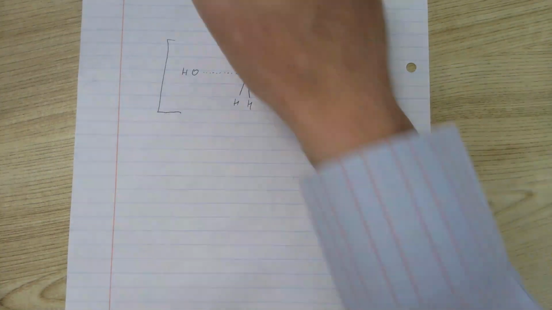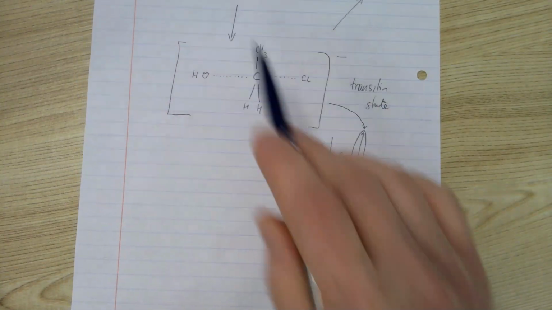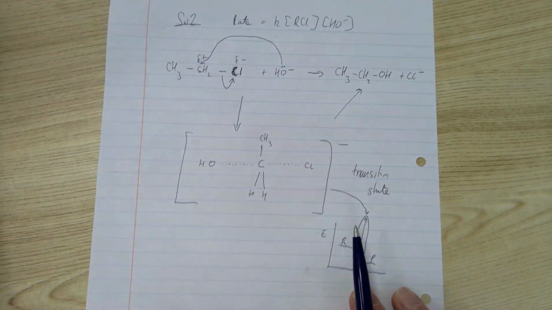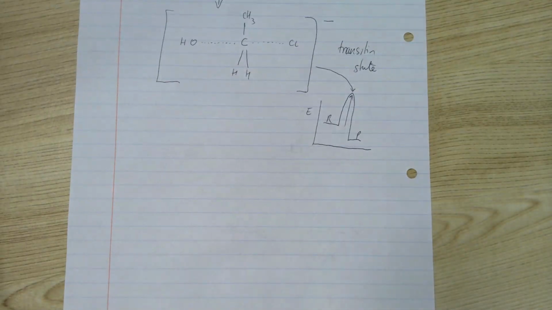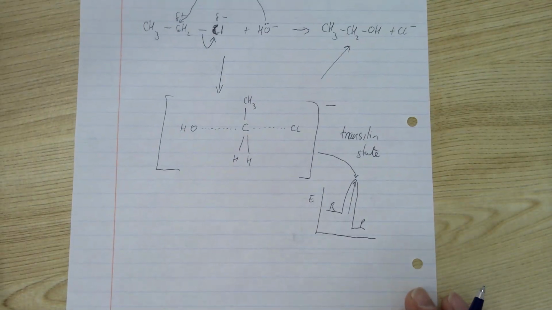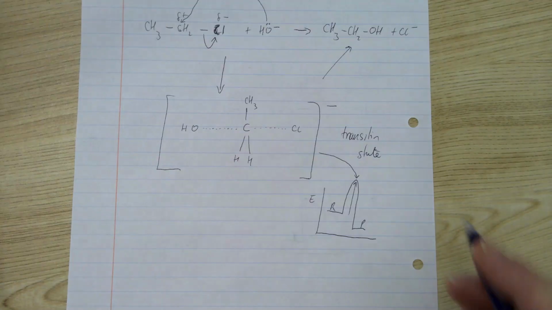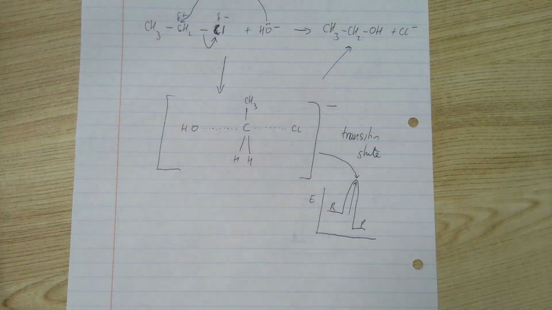And again, the primary always undergoes that mechanism, but if you've got a secondary halogenoalkane, I'll use the same one as before, and it undergoes the SN2 mechanism rather than SN1, then we get a different situation. I'll draw that and discuss it.